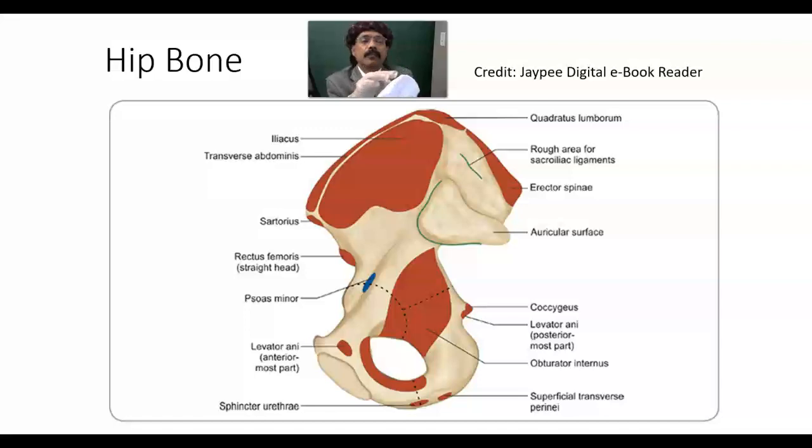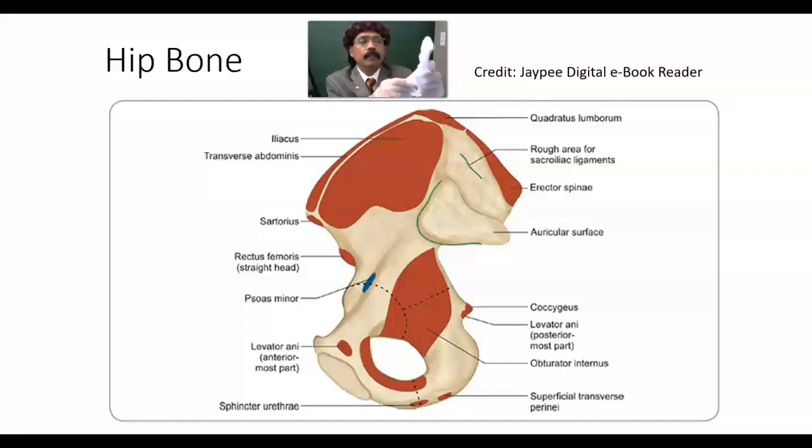Then just behind the highest point of the iliac crest, we have the origin of the quadratus lumborum muscle. Quadratus lumborum muscle. If you go down here, in the dorsal segment, we'll get the origin of the erector spinae. These are on the inner surface. There is the pelvic surface of the hip bone.